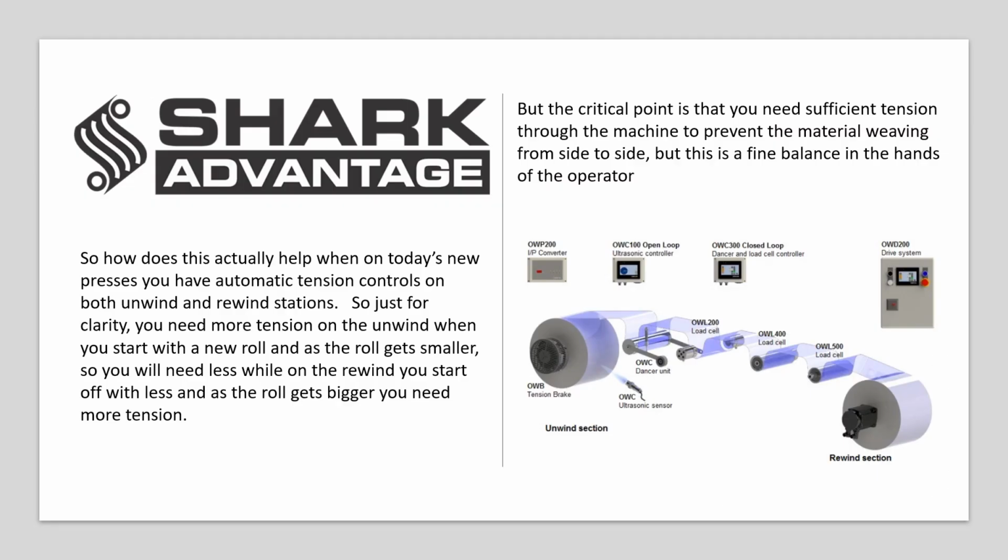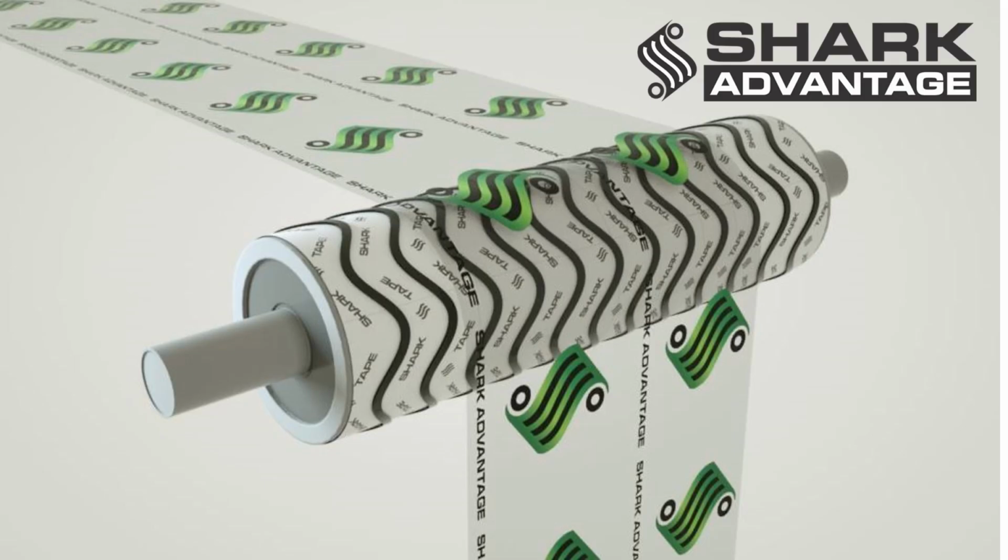So how does this actually help when on today's new presses you have automatic tension controls on both unwind and rewind stations? Just for clarity, you need more tension on the unwind when you start with a new roll, and as the roll gets smaller you will need less, while on the rewind you start off with less and as the roll gets bigger you need more tension. But the critical point is that you need sufficient tension through the machine to prevent the material weaving from side to side, but this is a fine balance in the hands of the operator.